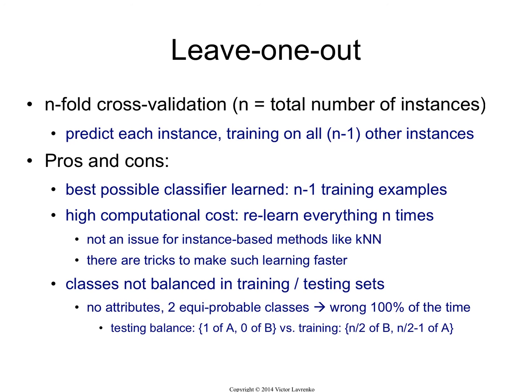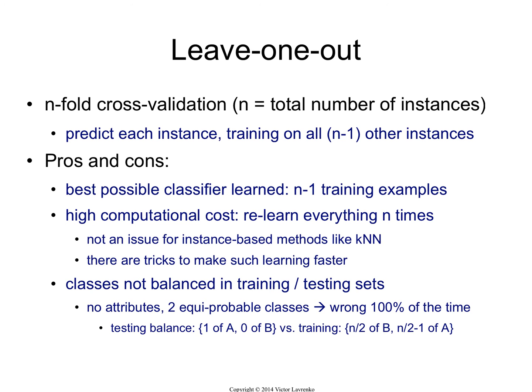Why is that? It's perfectly balanced until I do leave-one-out. And when I do leave-one-out, think about what's happening. I have two classes, A and B, right? I'm going to have only one instance in the testing set, and let's say that instance is of class A. So in my testing set, I'm going to have one example of A and 0 examples of B. And what about my training set? My training set is going to have half of B and half of A, except I've taken one A away, right? So my training set is now biased towards class B.